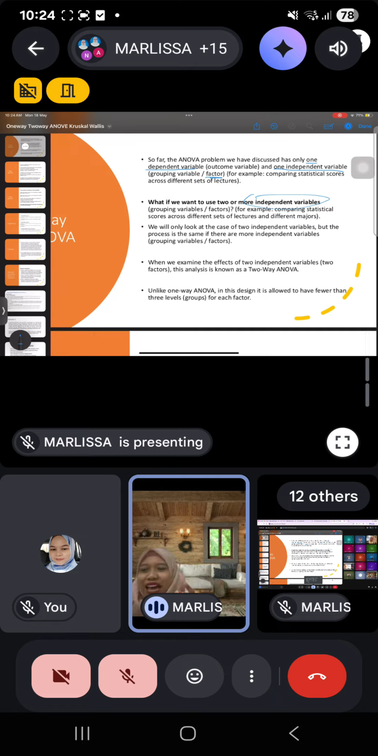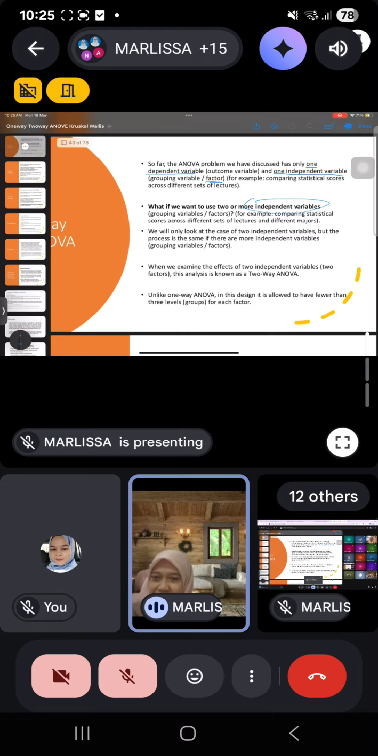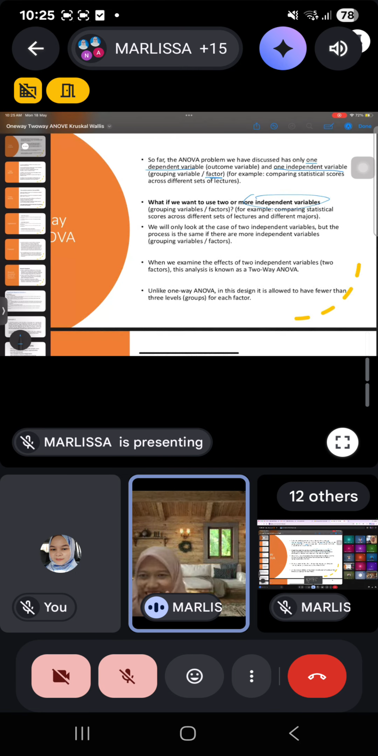Let's say if you want to compare this and that, if you conducted multiple analyses, it will be very hard for you to interpret the results later. So that's why we have two-way ANOVA, where we can analyze it using one analysis. Using one analysis, we can combine everything, and it will be much easier for us to interpret the data later. Here we will only look at the case of two independent variables.